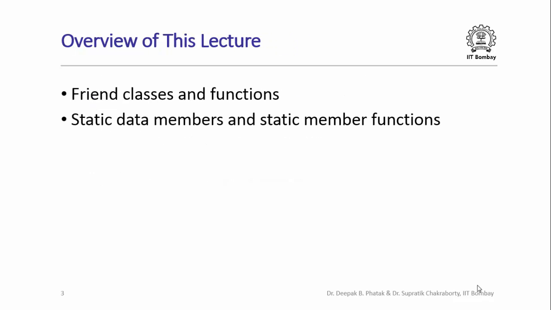In this lecture, we're going to study two additional features that are used in object-oriented programming and that C++ provides. These are called friend classes and functions, and static data members and static member functions.